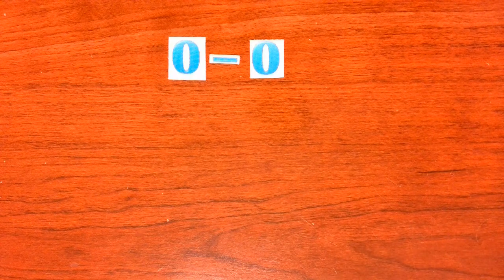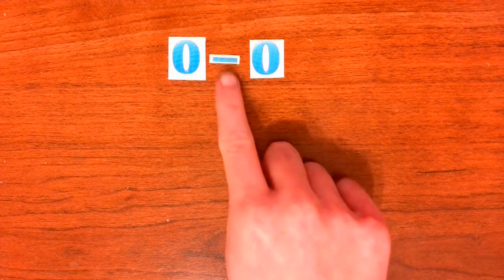Now let's solve 0 minus 0, because 0 is neither positive nor negative. The first way I want to solve this is by using counters. So first of all, I need to get 0 counters. I'm getting no counters. So let me go ahead and just get no counters. And here we go. Next, I need to subtract.